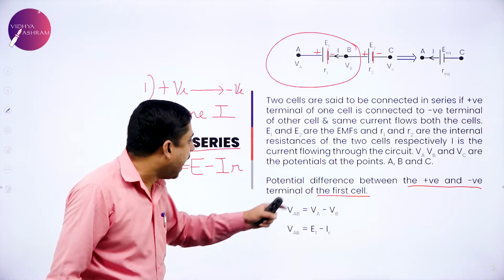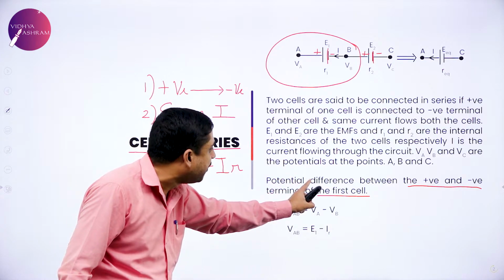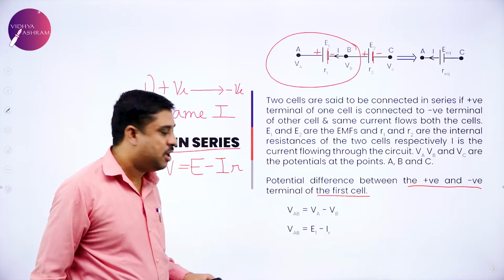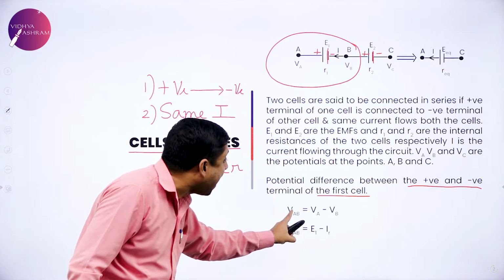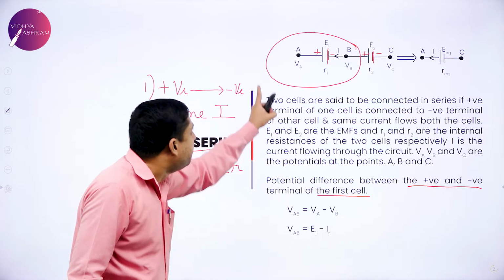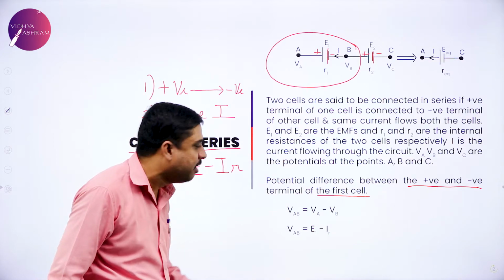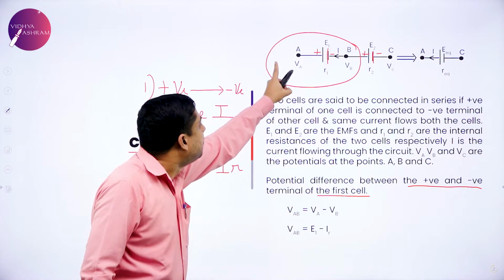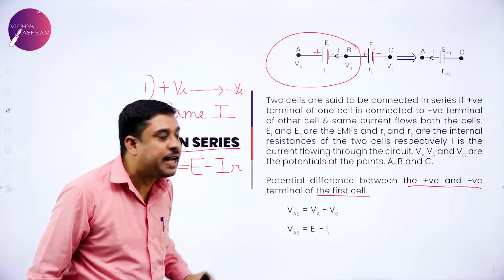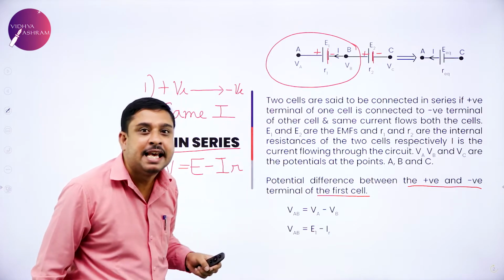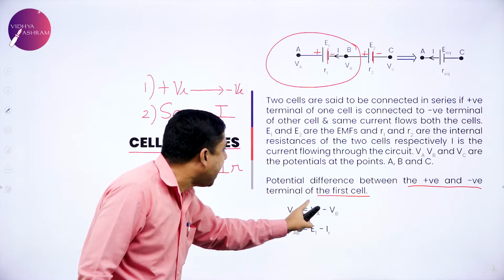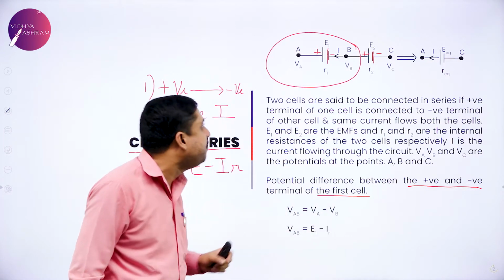And keep in mind, I am finding the potential difference between the terminals of the first cell. So I say VAB, because the first cell is connected between the two points A and B, equals VA minus VB, the potential difference between the points A and B. VAB is VA minus VB.